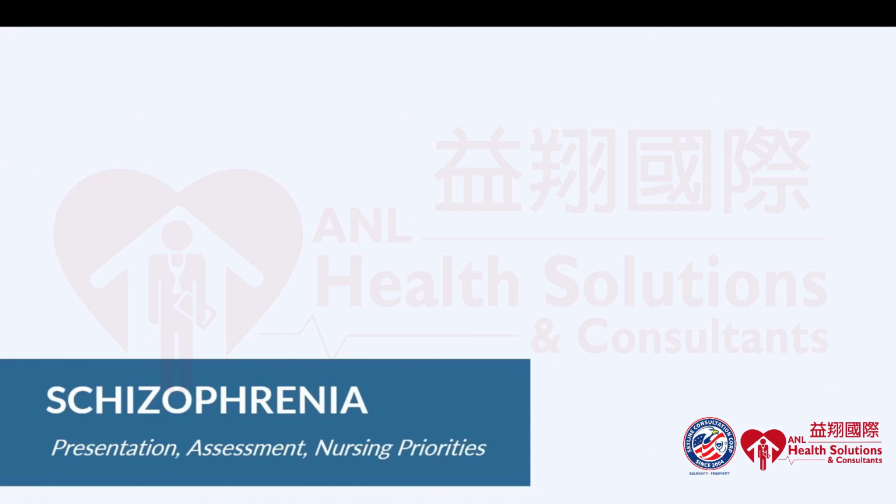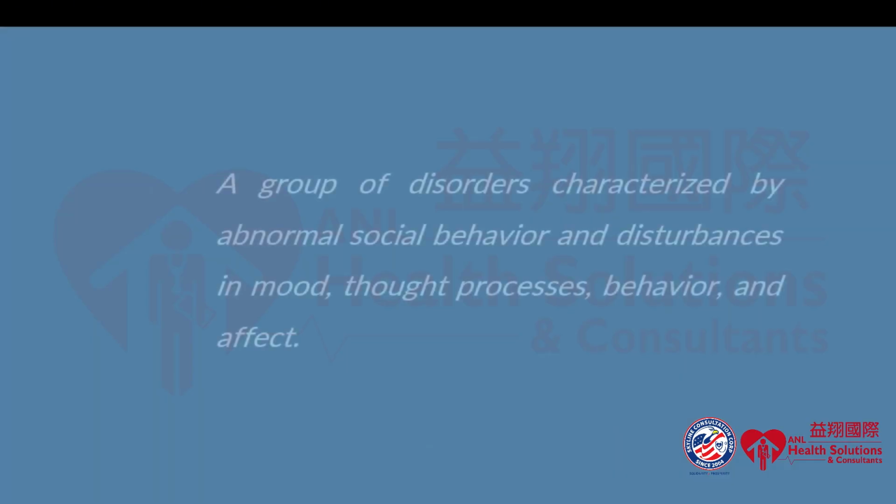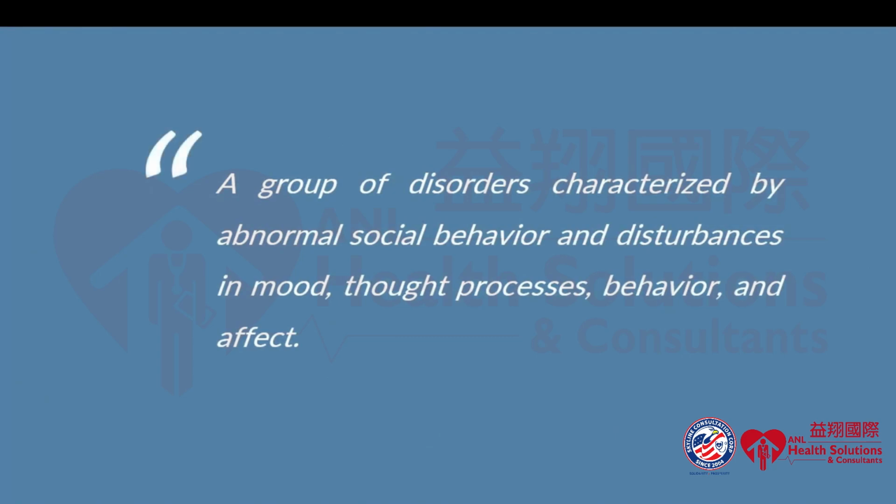All right, guys, let's talk about schizophrenia. So let's just start with the definition. Schizophrenia is a group of disorders characterized by abnormal social behavior and disturbances in mood, thought processes, behavior, and affect. Now, we'll talk about the different types in the next lesson, but in this lesson, I just want to talk about the general symptoms and nursing interventions for all types of schizophrenia.